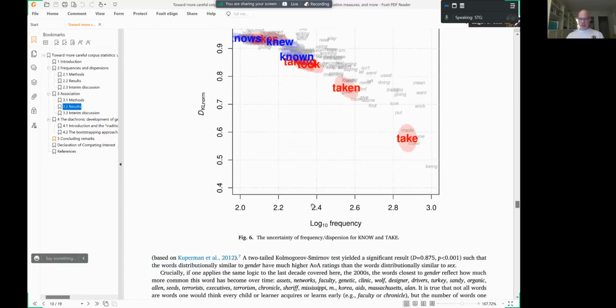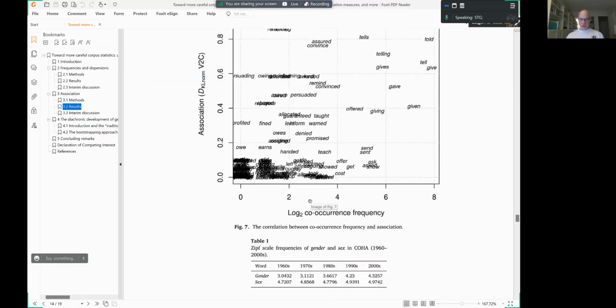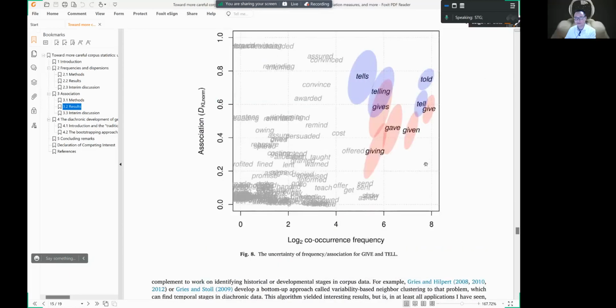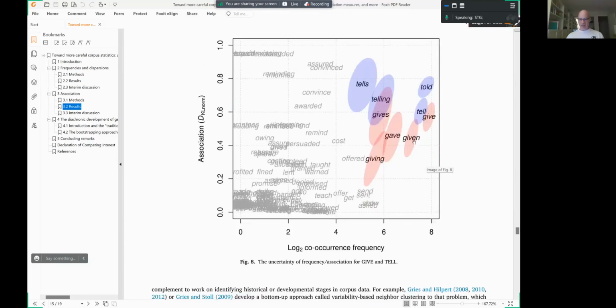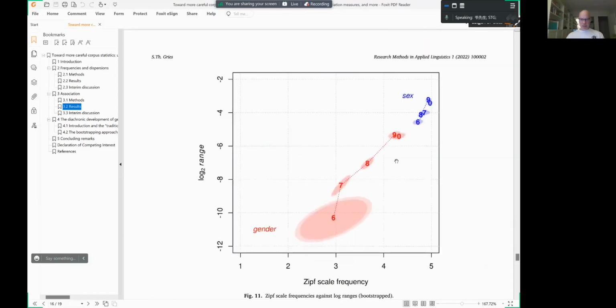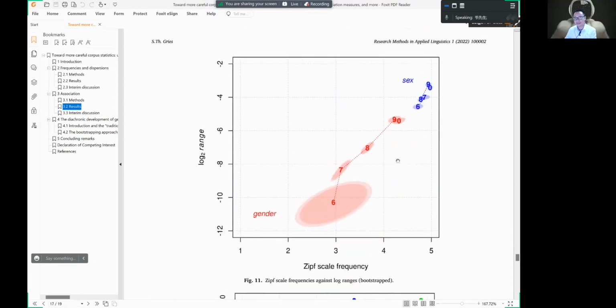And this can be really interesting because, for example, here you can see how give and tell are attracted to the ditransitive and how strongly they overlap, right? How did you make these complicated figures? Does it come with the R package? Well, I mean, this is written in R, yes.